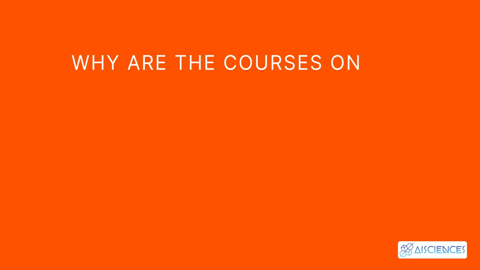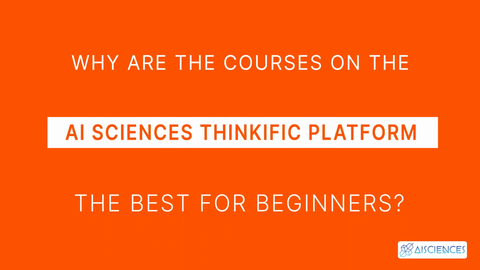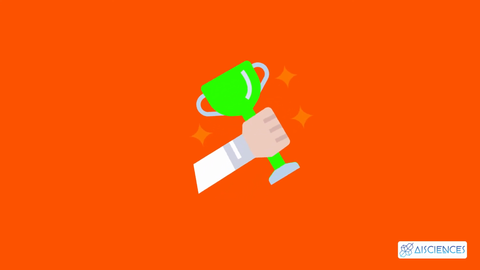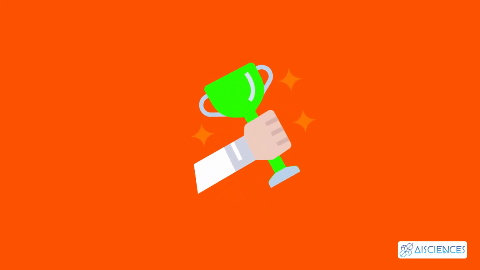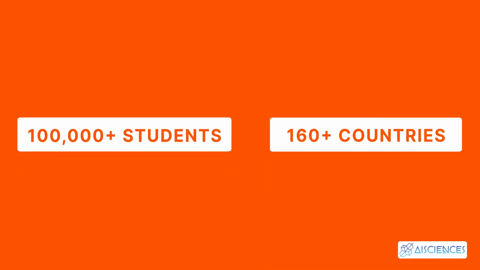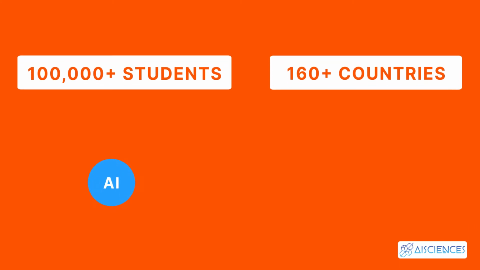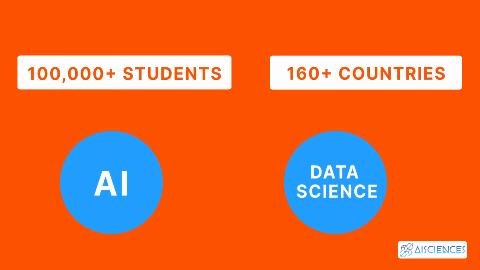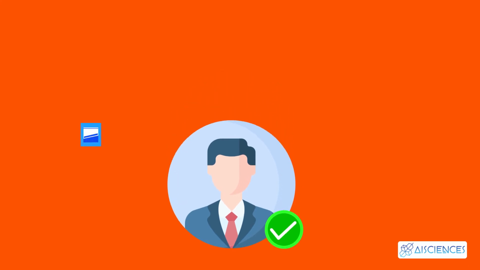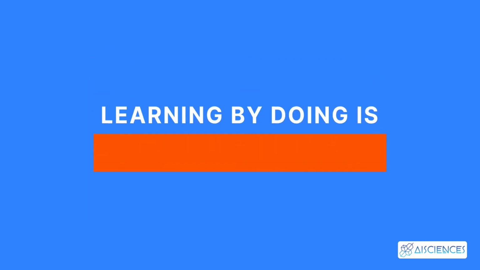Why are the courses on the AI Sciences Thinkific platform the best for beginners? Our courses have had phenomenal success. The numbers make it plain and simple. Our courses have helped 100,000-plus students coming from 160-plus countries all around the world to master AI and data science. We want your academic pursuits to complement your professional life. Our courses force you to dirty your hands while you learn new data science concepts. This is essentially what learning by doing is.